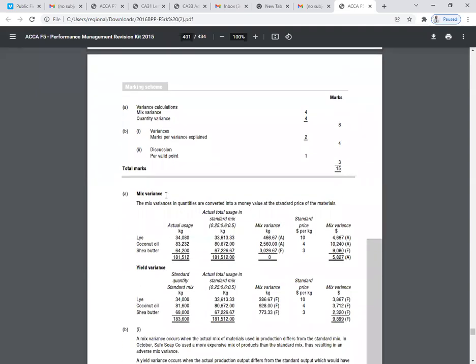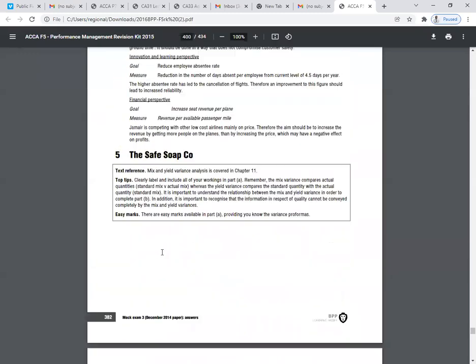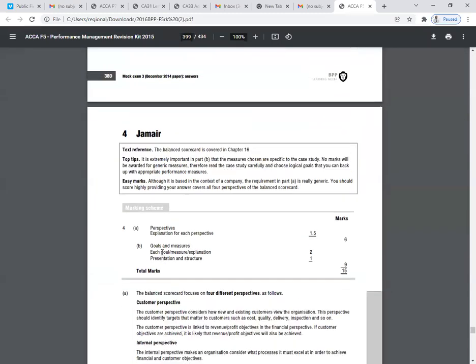You can ongea kuhusu kitu ya mixed variance, etc. Very nice. Like the yield variance, very nice. Like that. Ladies and gentlemen, can I go to a different thing?